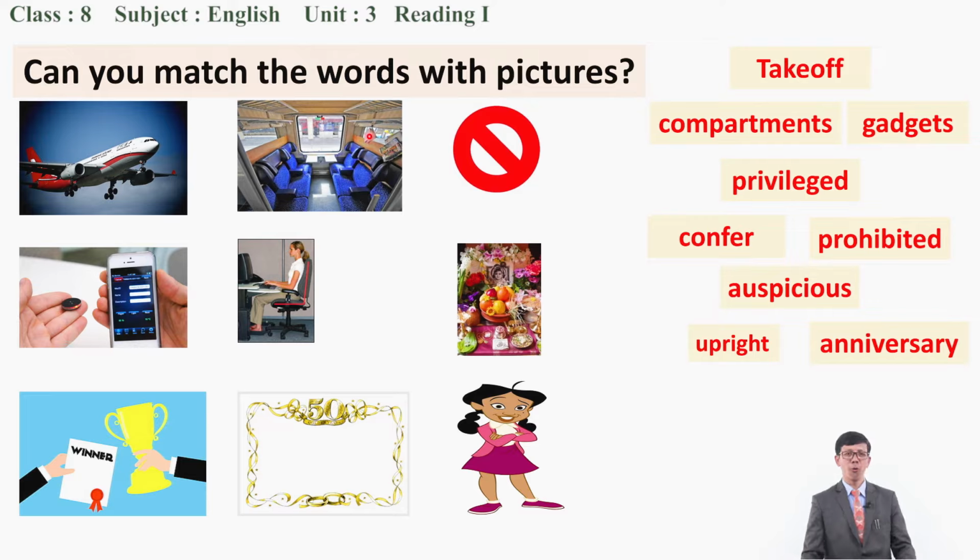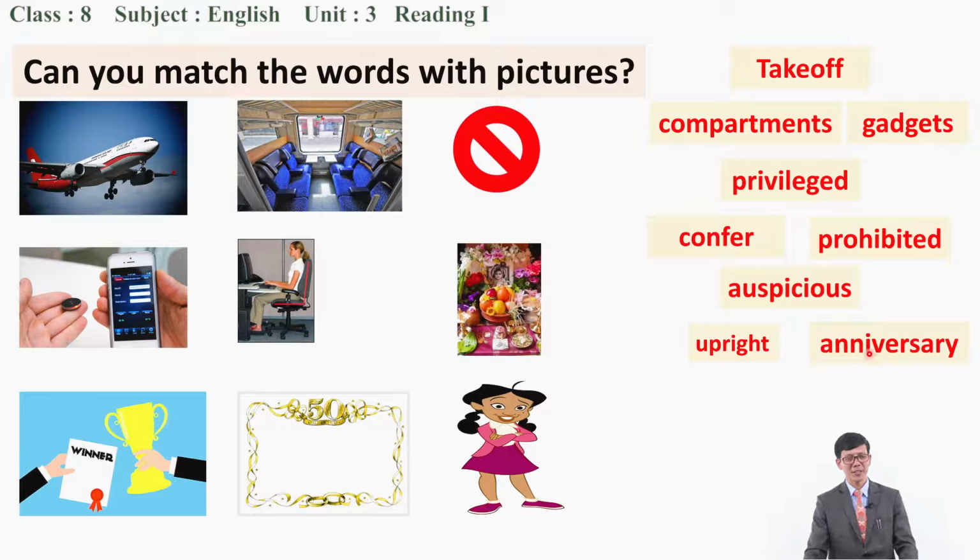Now, may I request you all to match the words with the pictures here? These are the words. You also might have made a similar list. So now, let us try. Let us guess. Which pictures match with these words? Look here, the words: take off, compartments, gadgets, privileged, confer, prohibited, auspicious, upright, anniversary.